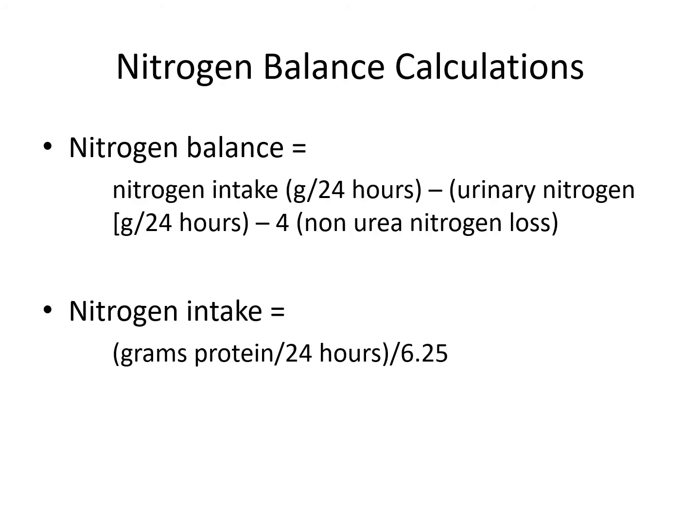Now here's the actual equation. So for nitrogen balance, it's nitrogen intake in grams per day minus urinary nitrogen minus 4 grams, which is that non-urinary losses. So this is going to be, again, that skin, hair, sweat, etc. is estimated to be about 4 grams per day. And for nitrogen intake, again, you take your total protein per day and then divide it by 6.25.